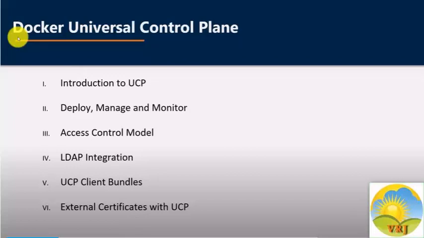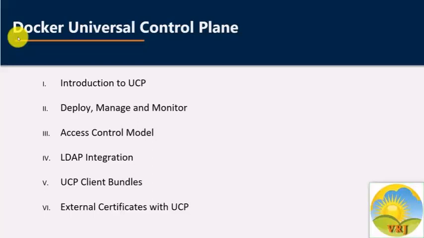In this module, we will learn about Docker Universal Control Plane. It allows the management of images, applications, networks, and other computing resources on multiple Docker hosts from a centralized place. We will do a brief introduction, followed by the lab activity of deploying UCP and managing the infrastructure through it.